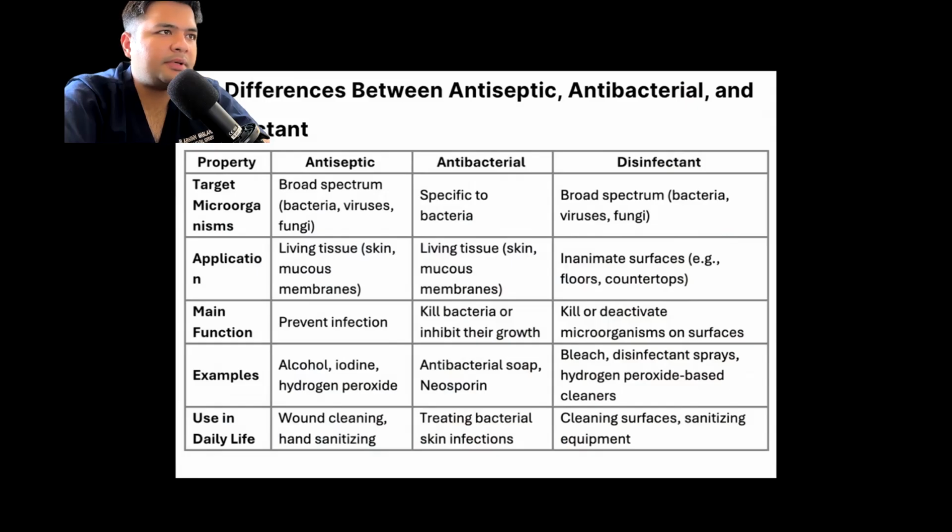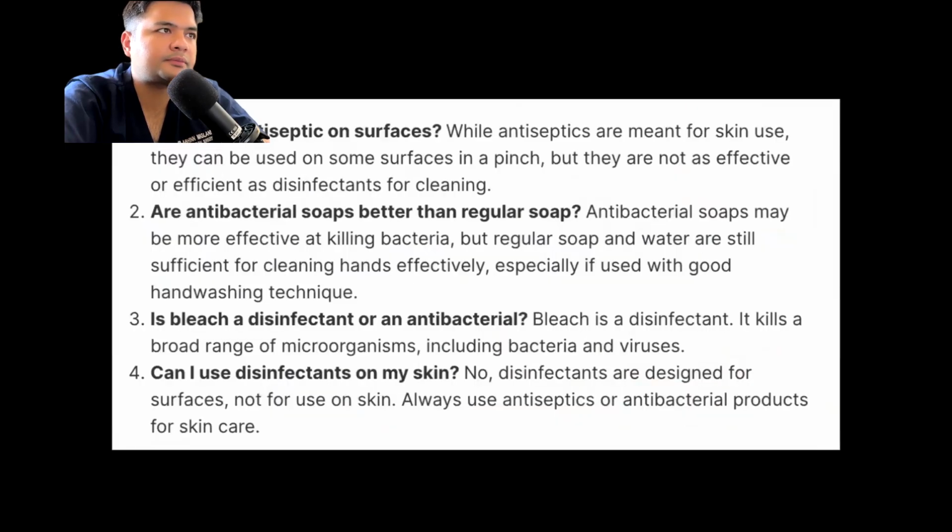Then coming to examples, antiseptics include alcohol, iodine, hydrogen peroxide. The antibacterials consist of antibacterial soap, Neosporin, and disinfectants consist of bleach, disinfectant sprays, hydrogen peroxide based cleaners. And antiseptics are usually used in wound cleaning and hand sanitizing. Antibacterials are used more commonly in treating bacterial skin infections. Disinfectants are used for cleaning surfaces, sanitizing equipment.